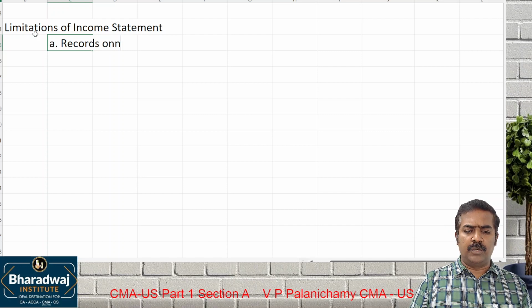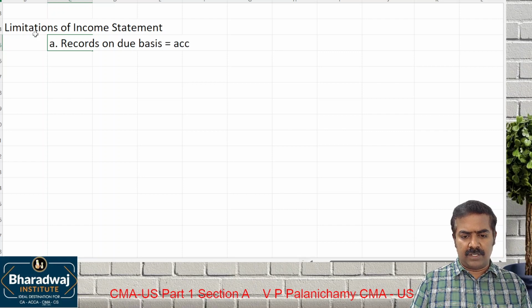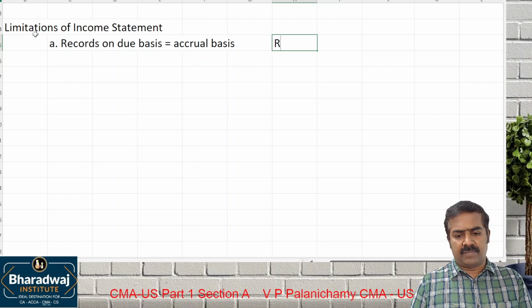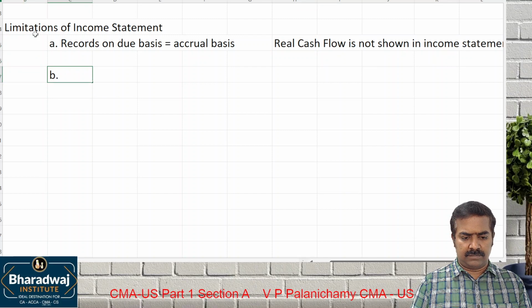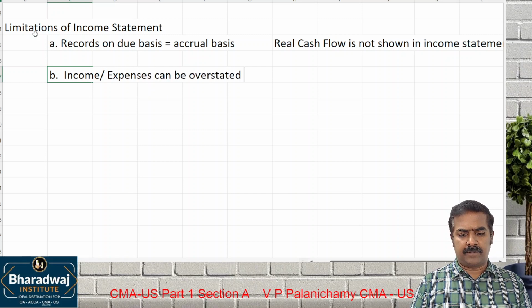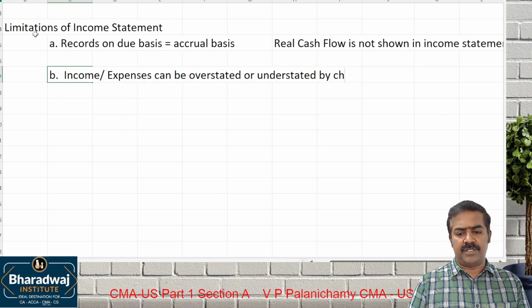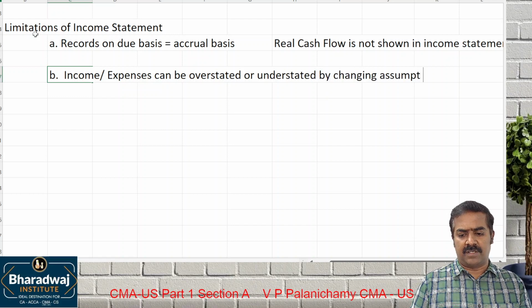Records on due basis. That is accrual basis, which means real cash flow is not shown in the income statement. Income or expenses can be overstated or understated by changing assumptions and principles.